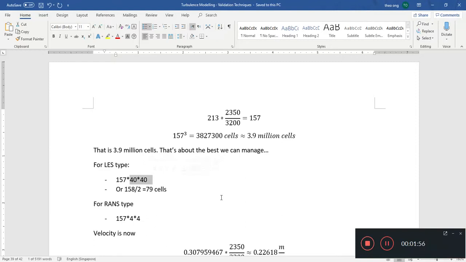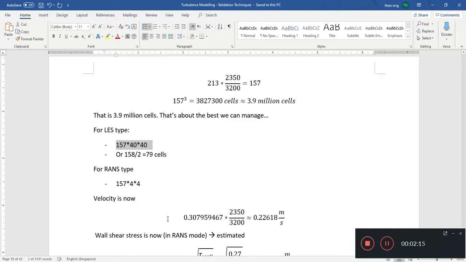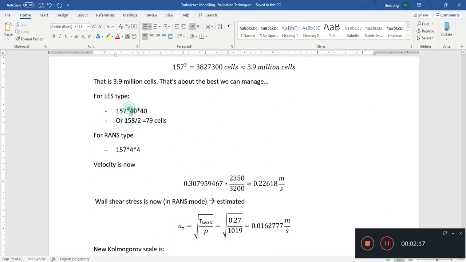So in general, if you want to do an LES mesh, it should be like so. And if you want to split it into 2 domains, then you take 158, which I kind of rounded up, and divide it by 2. So each half will have 79 cells. For RANS type, that's actually the easiest. You take whatever LES mesh you have, you divide it by 10, and you get this RANS mesh.